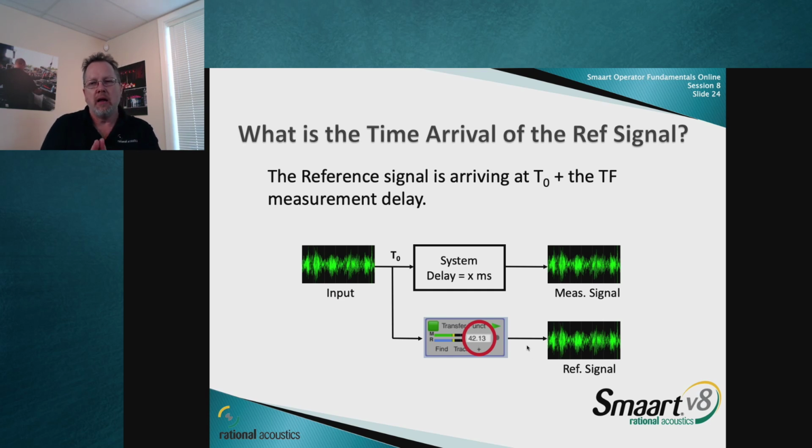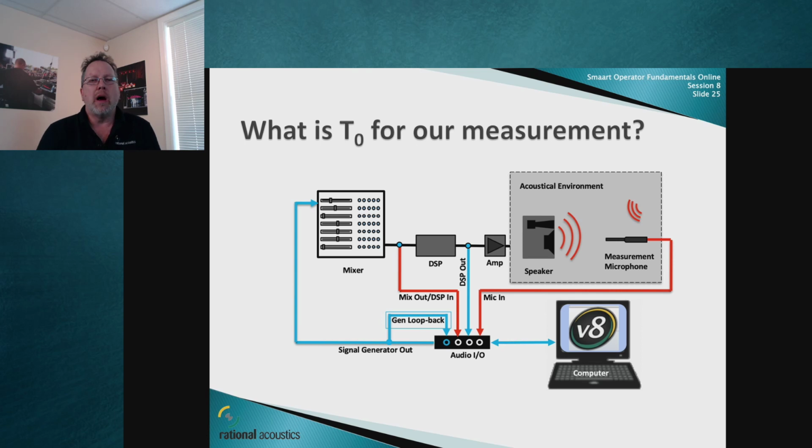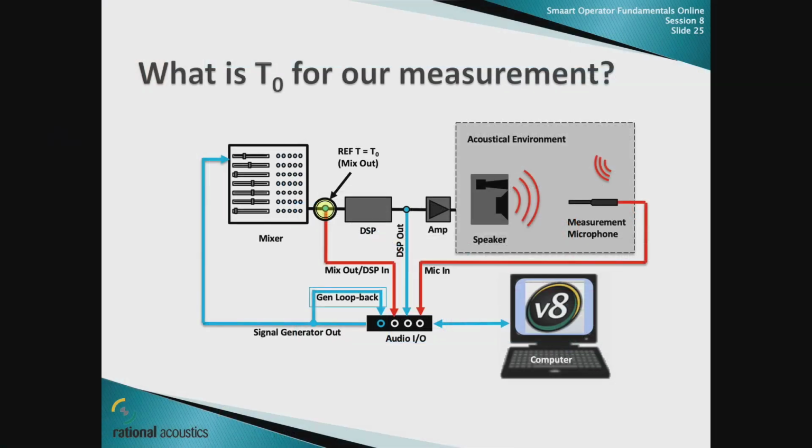So we can say, hey, the reference signal is arriving at 42.13 milliseconds. Now the phase trace is going to tell us about the arrival of the measurement signal relative to that 42.13 milliseconds. So what is T0 for our measurement? T0 is the moment we grab that signal. So for the measurement we're going to be doing in just a second, we're going to be using the output of the console. So that's my T0 right there.